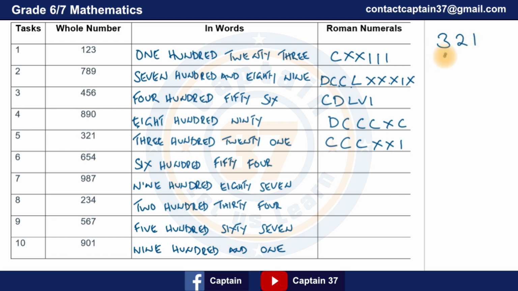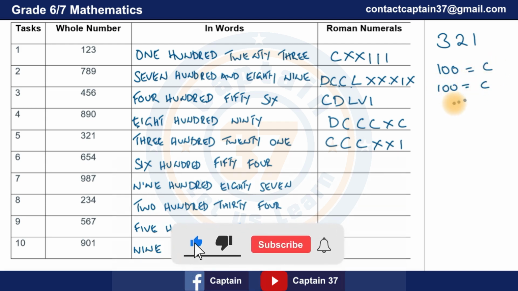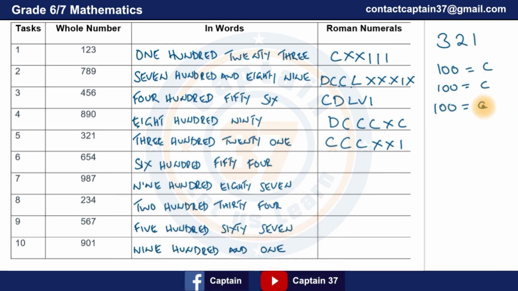In this one, there is 100, which is represented by the letter C, another 100, C, another 100, C. So there is CCC to make 300. What remains? 21. In this 21, there is X to represent 10 and another X to represent 10. And what we need to do then is add the 1. 10 plus 10 is 20, plus 1 is 21.